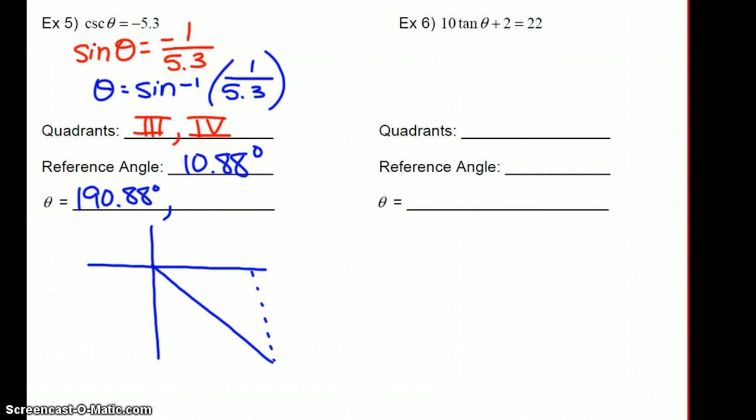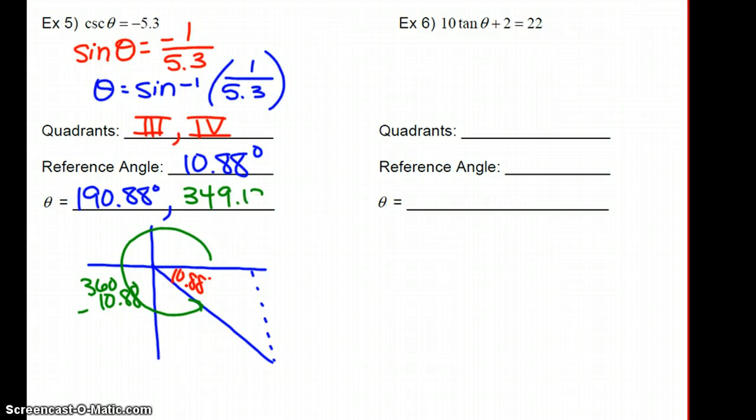Think about your reference angle, 10.88, in quadrant 4. Well, what's that as a solution? I've gone around almost an entire circle, except we are 10.88 degrees shy. So to find this, I'm going to take 360 and subtract 10.88. That gives me my second solution, 349.12 degrees.